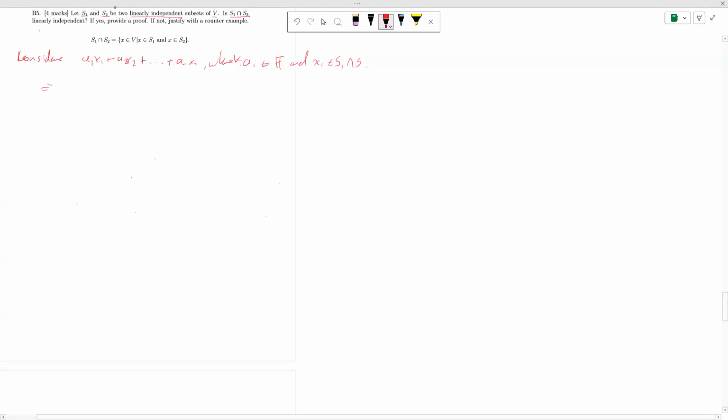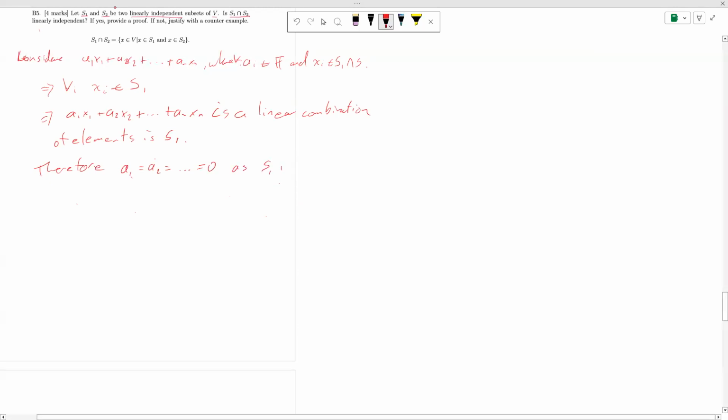Well, this implies that for all i, xi is in S1, which implies that a1 x1 plus a2 x2 plus ... plus an xn is a linear combination of elements in S1. Therefore, a1 equals a2 equals ... equals 0, as S1 is linearly independent.